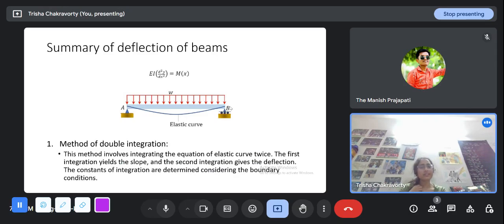There is a method of double integration. This method involves integrating the equation of the elastic curve twice. So if I integrate this twice, since this is a double derivative of y with respect to x, I will end up with the equation of y in terms of x, like y as a function of x. The first integration yields the slope, and the second integration gives the deflection. So y is the deflection, and dy/dx or y dash is the slope. The constants of integration are determined considering the boundary conditions.